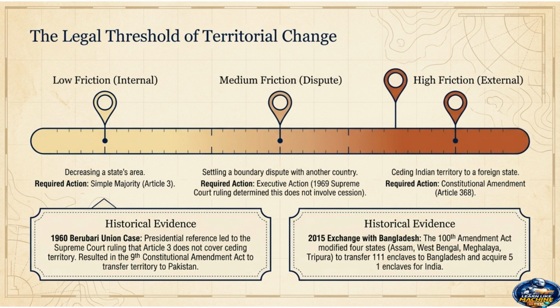There are 3 levels of territorial change. Low level, minor internal changes. Medium level, state disputes or reorganizations. High level, transfer of land to another country. Example, Berubari case, 1960. Supreme Court said, foreign territory transfer needs constitutional amendment. That is why India-Bangladesh land boundary settlement needed amendment. Exam point. Internal reorganization may not need amendment. Foreign territory transfer needs amendment.